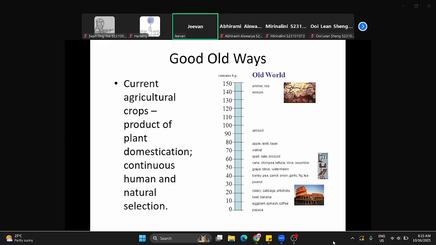So in reality, most of the domesticated plants that we are eating today, including rice, starch, grains, all of these will be very different from what they were earlier in their wild form. So you can see in the old world, this is centuries. Papaya was there, eggplants, spinach, coffee, these are all plants that have been used earlier. And then you can see how we even find newer plants for us to eat until today.